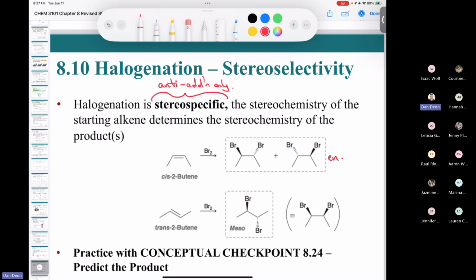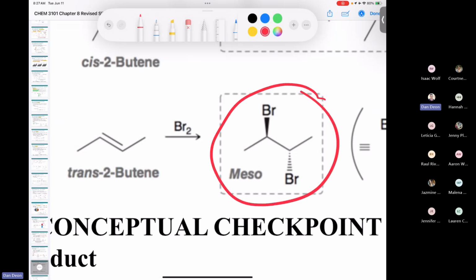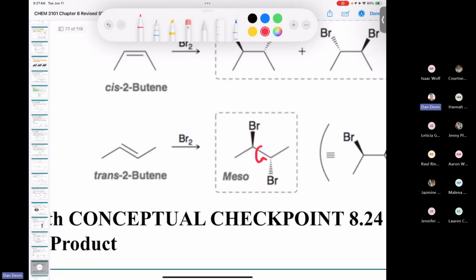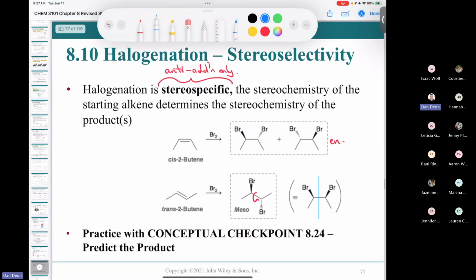But if you have trans, look at this. This compound here, okay, this one, you might be tempted to say, I'll draw that plus I'll draw its enantiomer. But remember, if you rotate this bond, it actually shows you that this is a meso compound, okay? So there's no other stereoisomer that you would form in this case.